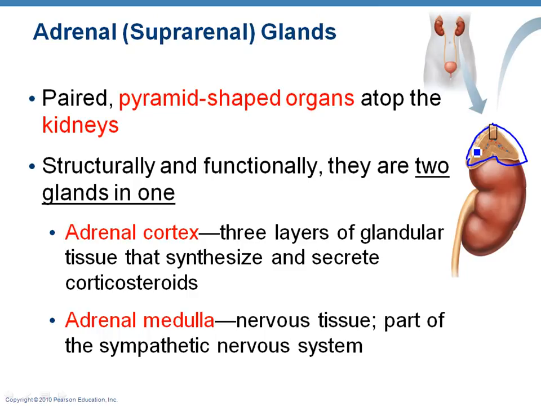So pretty much this is two glands in one. So we're going to split this up. First I'm going to talk about the adrenal cortex, and then in the next video I'm going to talk about the adrenal medulla. So the first one that we're going to talk about is really glandular tissue.